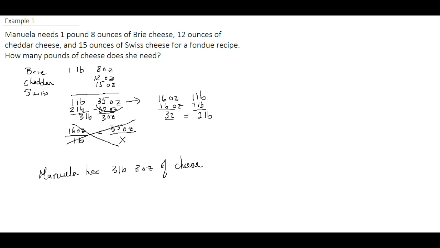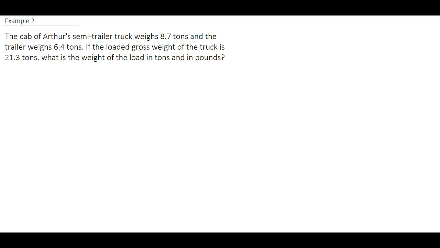Let's now look at example number 2. The cab of Arthur's semi-trailer truck weighs 8.7 tons, and the trailer weighs 6.4 tons. If the loaded gross weight of the truck is 21.3 tons, what is the weight of the load in tons and in pounds?